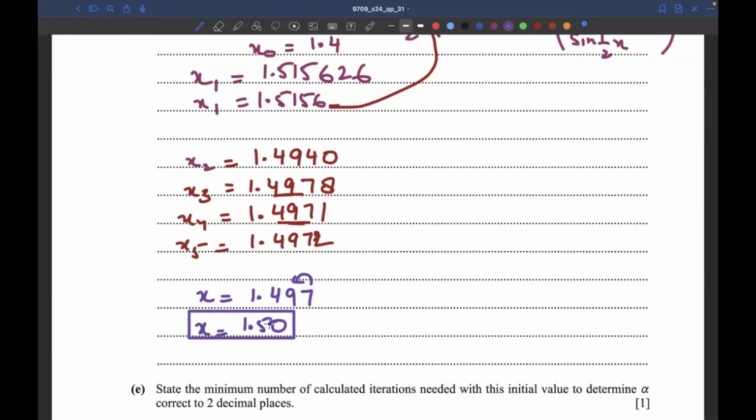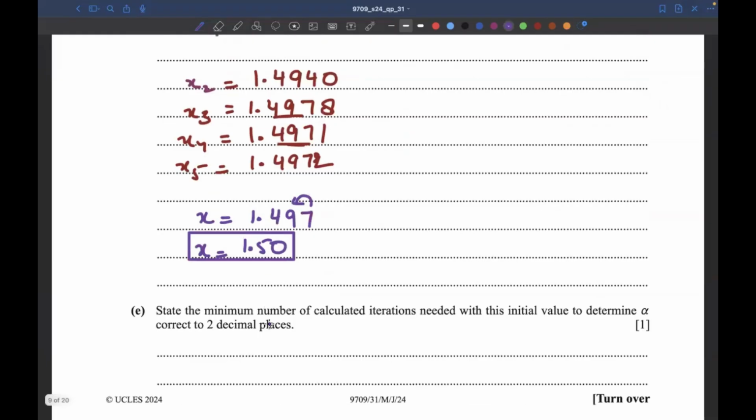In part E, it says state the minimum number of calculated iterations needed with this initial value. So the minimum number of iterations was, we are getting 3, 4. So I think the answer should be that we will need at least 4 iterations to get this correct to two decimal places, as for the third and the fourth iteration, we have the answer correct to three decimal places, which is the same. So that's why we will have to do at least 4 iterations.